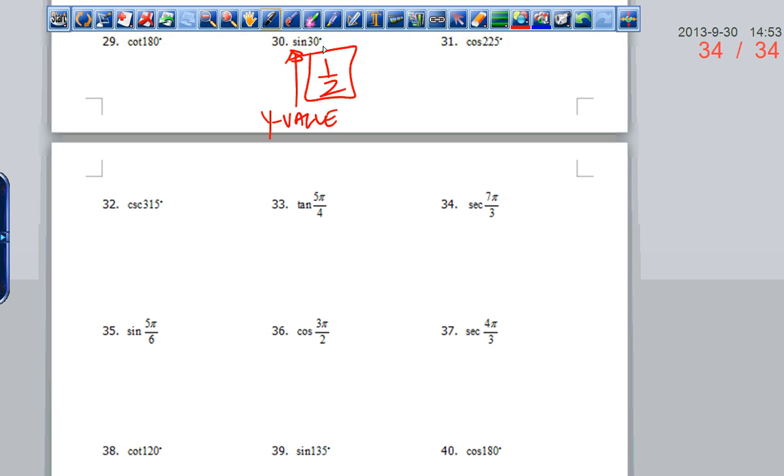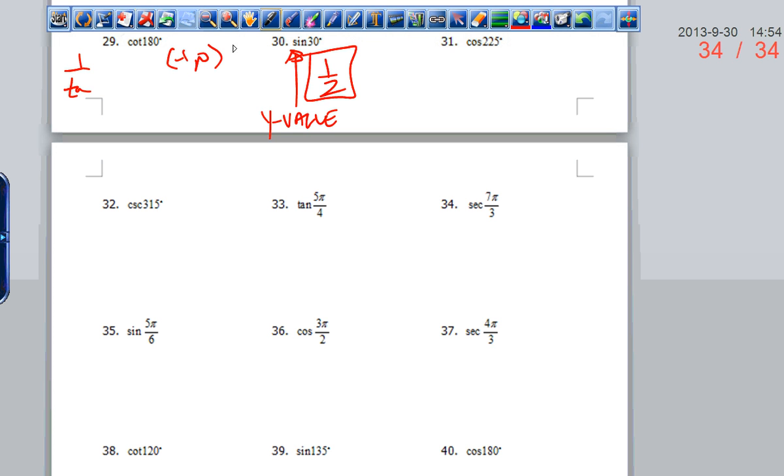29. Okay. Alright, so 29, cotangent 180. That's 1 over tangent. Now, 180 is kind of one of those special points. It's got whole numbers. There's 0 and 1. So, what are the y and x values there? At 180, what's the ordered pair?